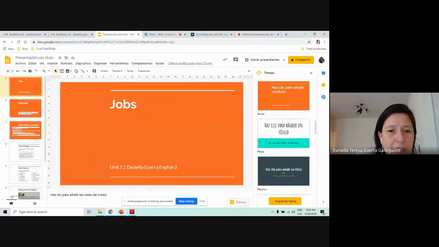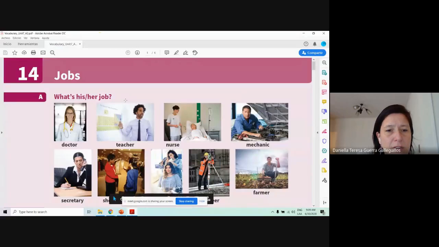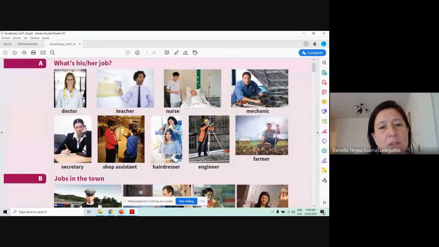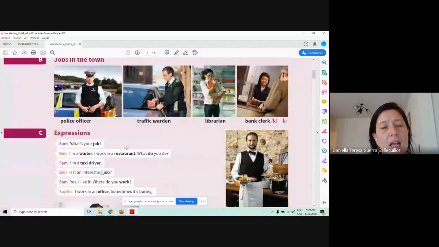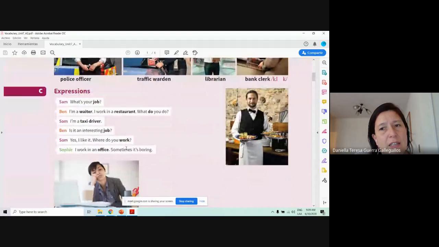Now we are going to be taking a look at the book pages. First, let's take a look at the vocabulary of Unit 7. There are the descriptions of the jobs in the town and the expressions like in this activity.